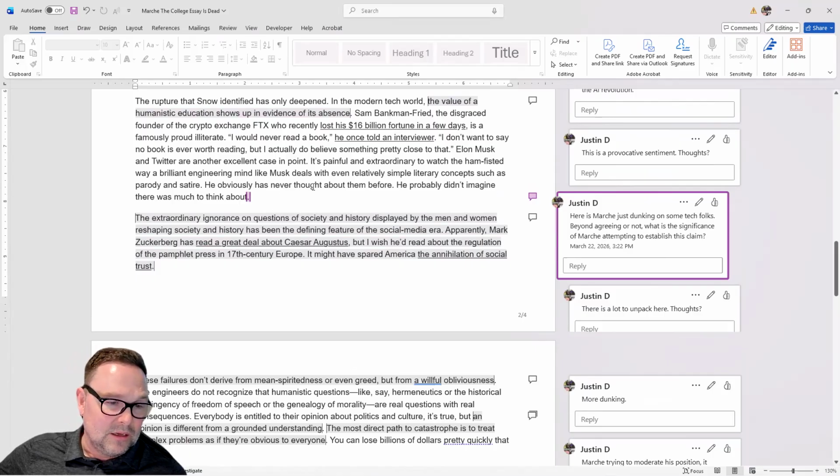Do you agree with that? Do you agree with March that the blame is to be placed here with these kinds of leaders, the elites, so-called, in the tech world?